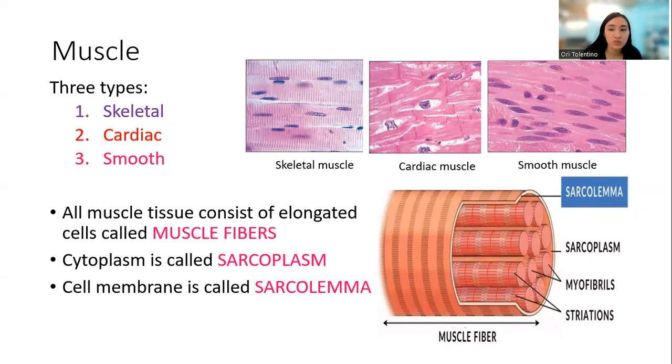All muscle tissue consists of elongated cells called your muscle fibers. When I say muscle fibers, it means that they are your muscle cells. They are filled with smaller bundles of parallel fibers in their cytoplasm. You can see these are the smaller bundles of fibers inside the cytoplasm of the muscle fiber. These are called your myofibrils. The cytoplasm is called your sarcoplasm and your cell membrane is called your sarcolemma. Remember the structure of your muscle cell or your muscle fiber.